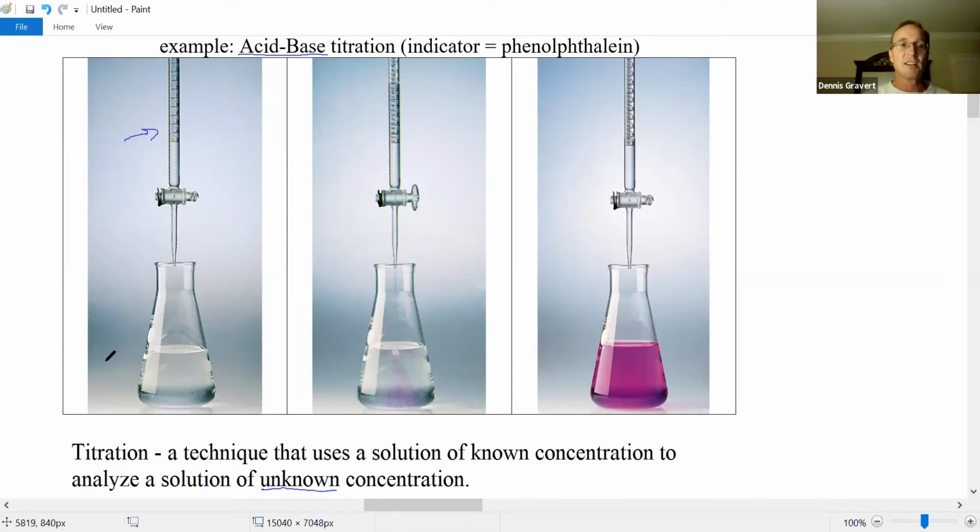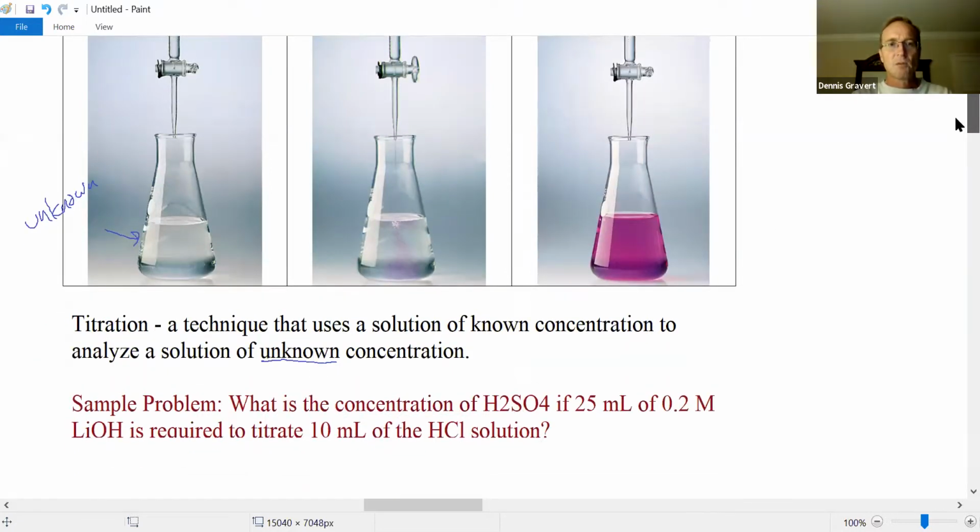And then here's your unknown down here in this flask. You know what the molecule is, you just don't know how much is present. So let me look at the sample question. What's the concentration of H2SO4? Okay, if we're asking about the acid, that means we don't know what it is.